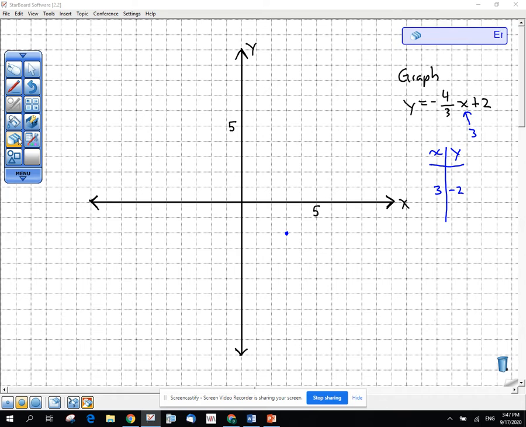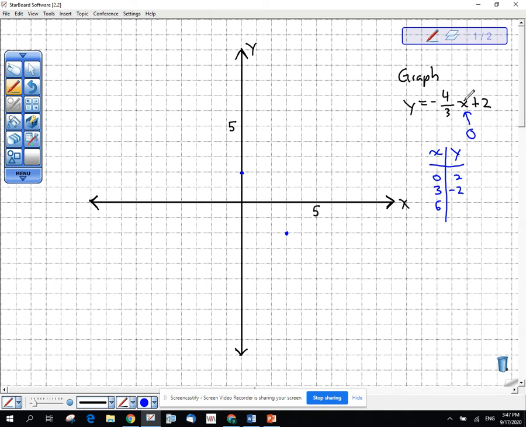What's another number? Well, everybody would like 0, wouldn't you? -4/3 times 0 is 0, plus 2 is 2. So how about 0, 2? Right and left, you go 0, and then up 2. Let's get one more just for fun. How about 6? Or -3 would be another popular choice.